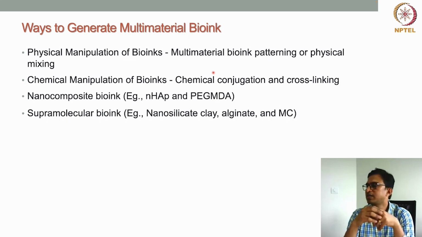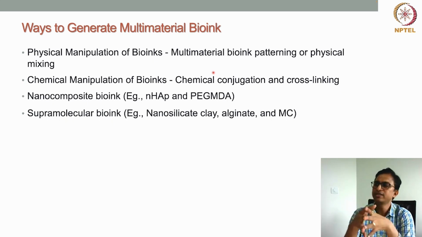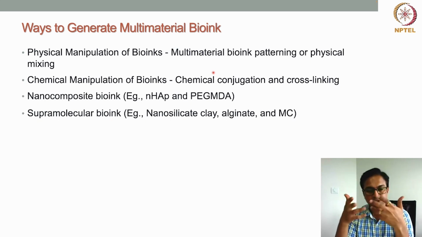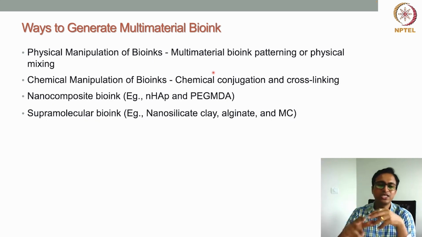This chemical cross-linking, and other things, can also be done post-printing, after deposition or after fabrication of the structure. This chemical cross-linking can be used for further stabilization of the structure or to further improve the mechanical properties. So these are two ways: either by physically manipulating the bioink, or chemically manipulating the bioink, we can develop a multimaterial bioink.